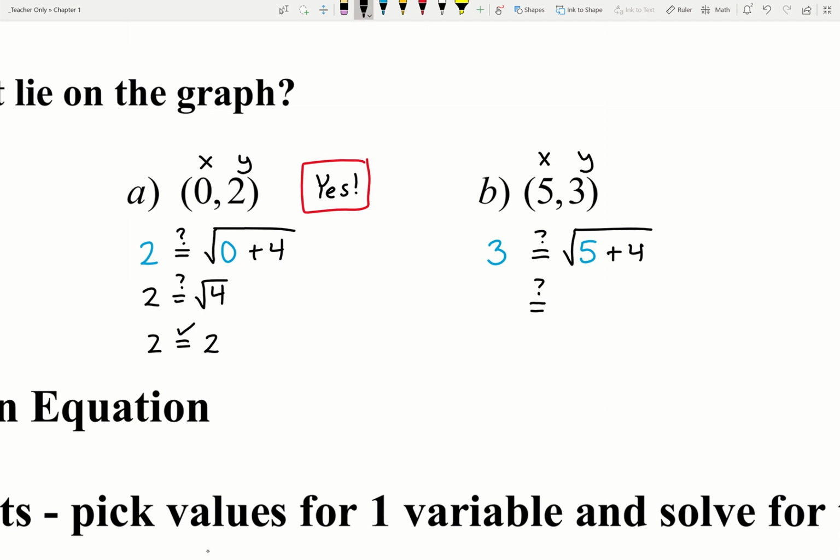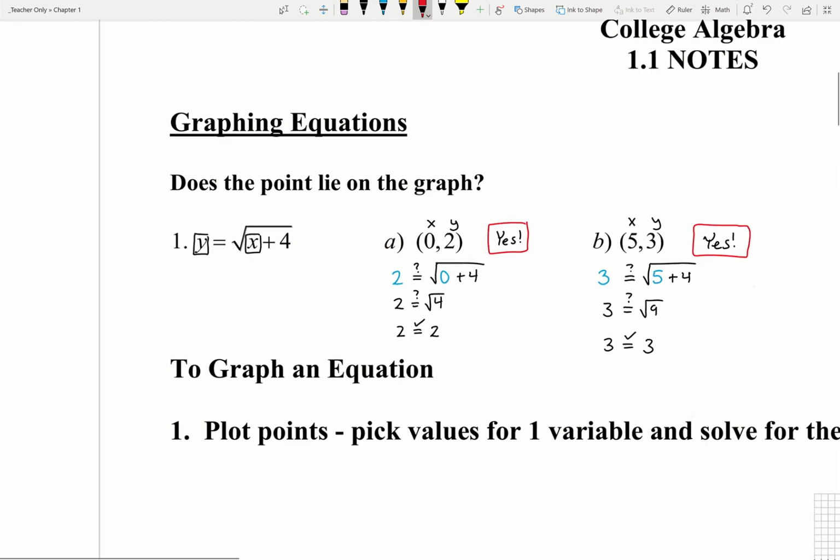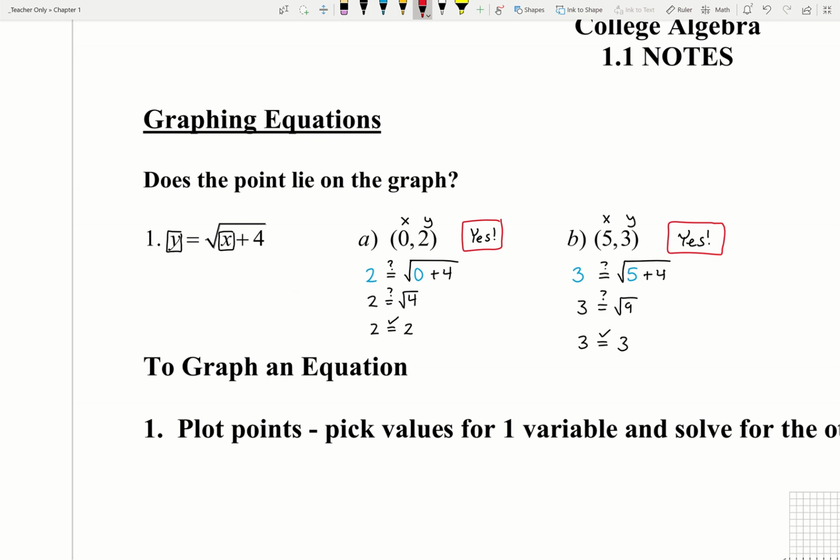And I think you'll find that it does, because 5 plus 4 is 9, and the square root of 9, of course, is simply just 3. And so the answer for this one, of course, would be yes as well. So if you're ever asked a question about whether a point is on a certain graph or not, then all you have to do is plug in the coordinates of those points and see if they give you the same number on both sides of the equal sign.